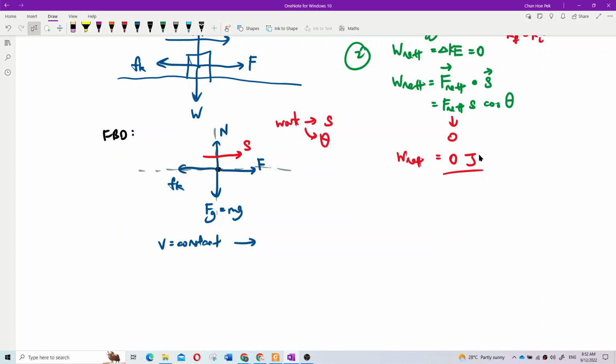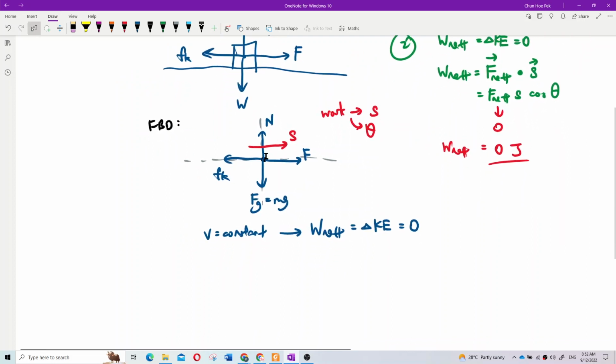So, work energy theorem: we know that net work done equals the change of kinetic energy, which equals 0. Understand? Okay, so find the work done by each force.